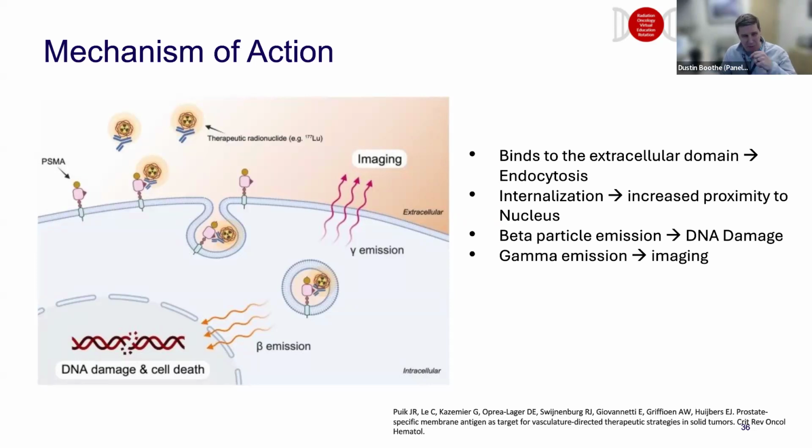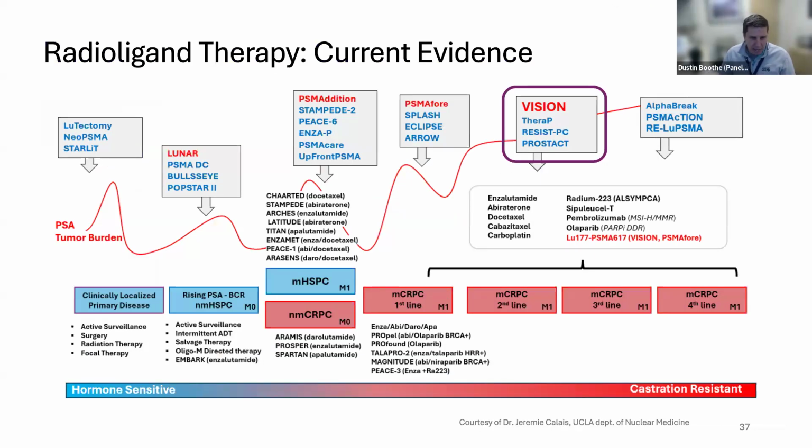That's the schematic from this paper. It's a little misleading because it's showing a double strand break when really this is a beta emitter, and you're seeing mostly single strand breaks unless it's an alpha. But that's the basic mechanism of action when we're thinking about PSMA. So this is a great slide that was done by Jeremy Calais, who was nice enough to share this with me.